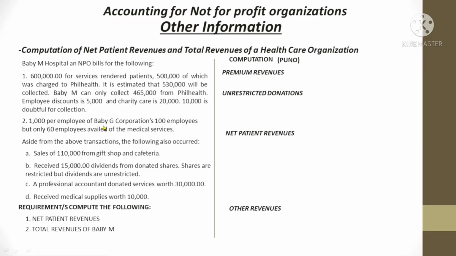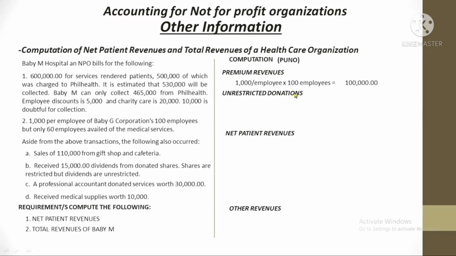So that's here in number 2, right? So BBM billed 1,000 times 100 employees equals 100,000. So that's the answer here. Okay? Because again, we do not care if less than 100 patients availed of the NPO hospital services. So that's the simple computation for premium revenues.